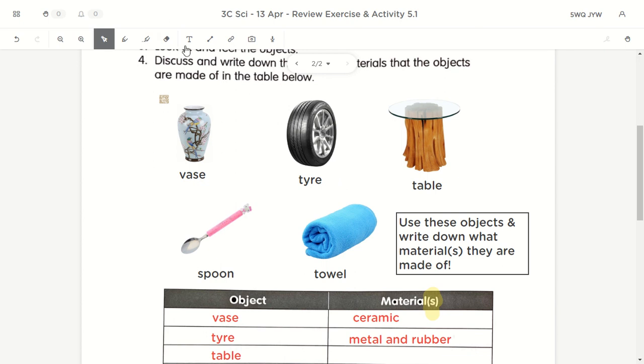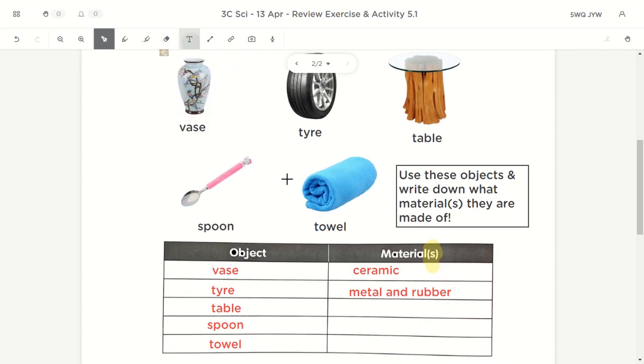This table, I think it's quite straightforward. Most of you have got it. Okay, so for the table, the bottom part is made of wood and the top part is made of glass. Alright, and then for the spoon, you realize that there are also two different materials. If you look at the place where we put inside our mouth, the part that you use to scoop, this part is made of metal, but the handle is not made of metal, the handle is made of plastic. Okay, and the last part, towel. Towel is made from fabric and only fabric in this case.